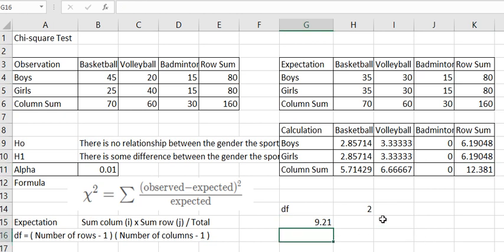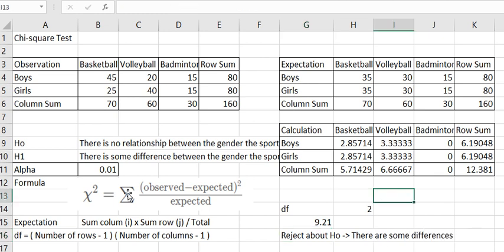We can see that 12.381 is bigger than 9.21. So that means we need to reject H0. So we can conclude that there is some difference in here. And that is the final answer.